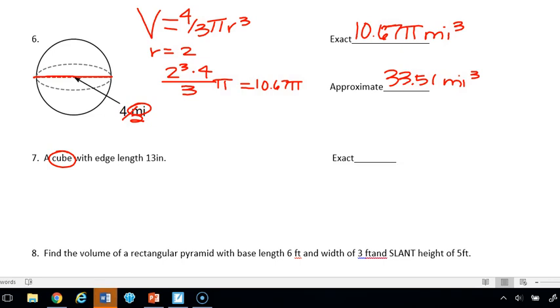Number 7 says a cube with the edge length of 13. Well, it has the word cube here, and I know that this has a length, a width, a depth, and a height. So I'm going to do 13 to the third because every one of those dimensions is going to be 13 here. So when I take 13 to the third power, I get 2197 inches cubed again because that was my unit.